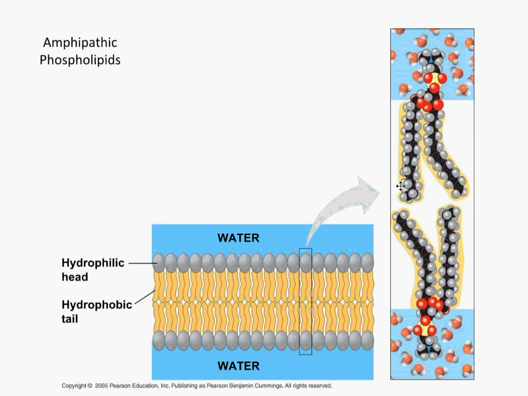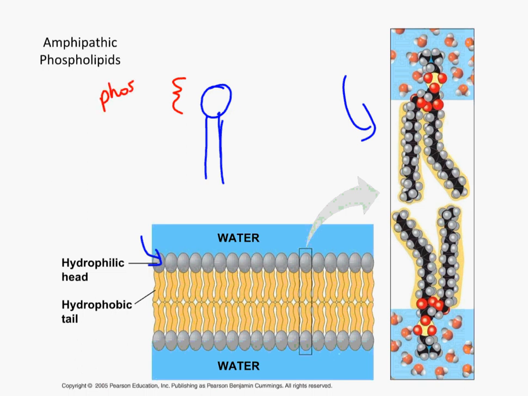This here on the right is more of a molecular rendition of these little guys here, which I usually just draw like this. These are called phospholipids. The reason they're called that is because they're made up of two parts. They have this part up at the top, the head, that contains a phosphate group, and they are hydrophilic. Hydrophilic means they love water.